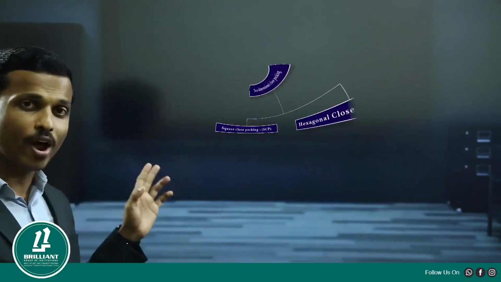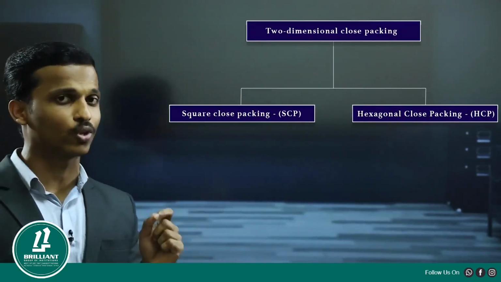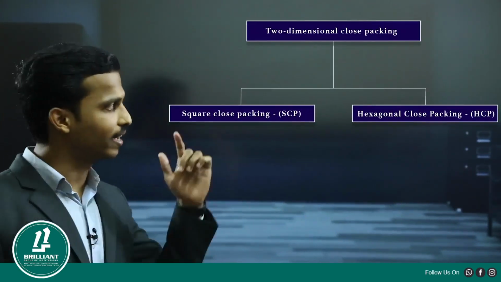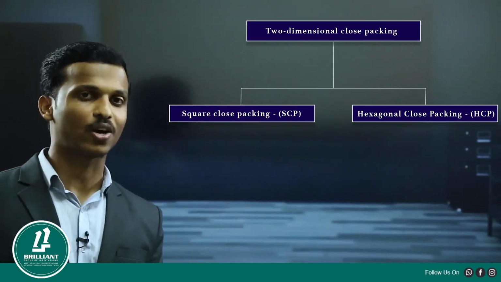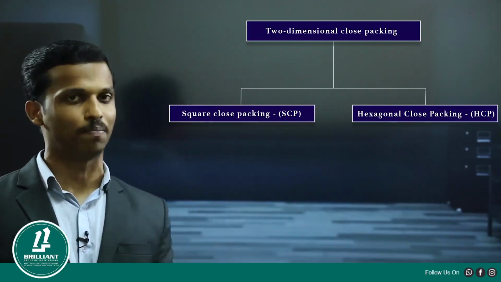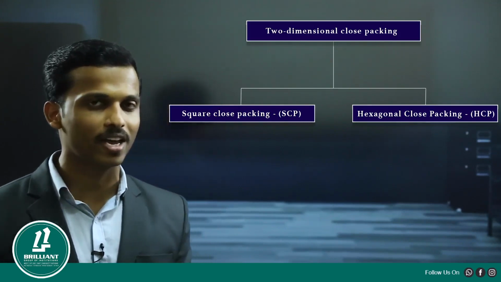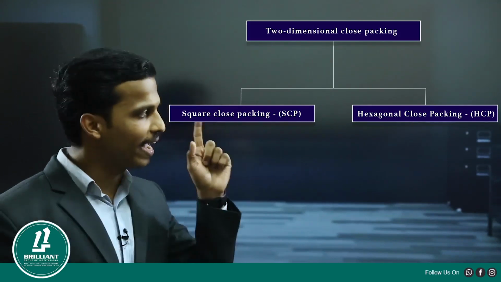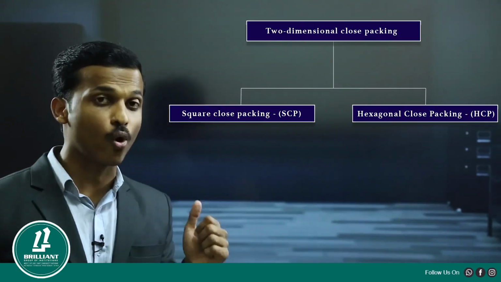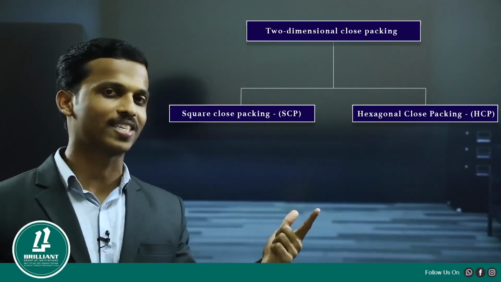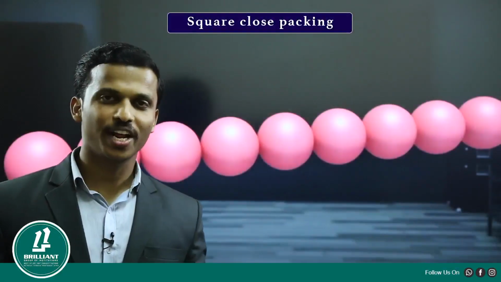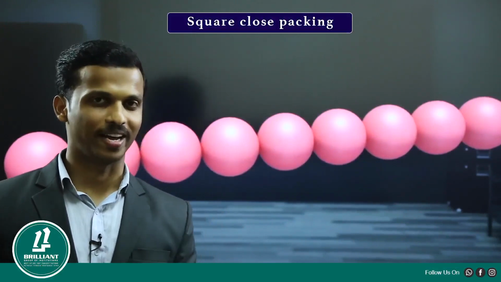Two-dimensional close packing you can classify into two categories. One is square close packing, also called SCP, and the second one is hexagonal close packing, that is HCP. So two-dimensional close packing we can classify into two, SCP and HCP, square close packing and hexagonal close packing. Let's study about the square close packing.